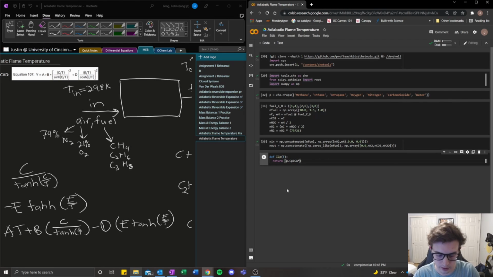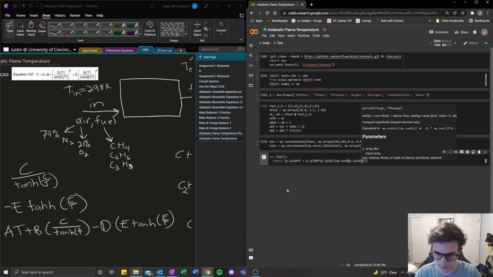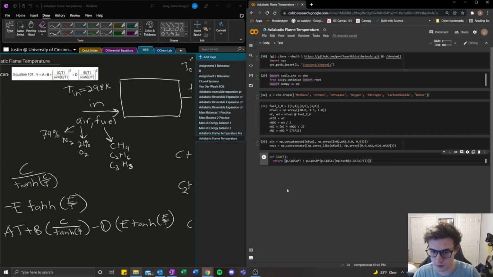So we need to multiply by the temperature and then plus the B value times the C value divided by the hyperbolic tangent of the C value divided by T. Let me just make sure we have all the parentheses here. Yeah, got all the parentheses we need.